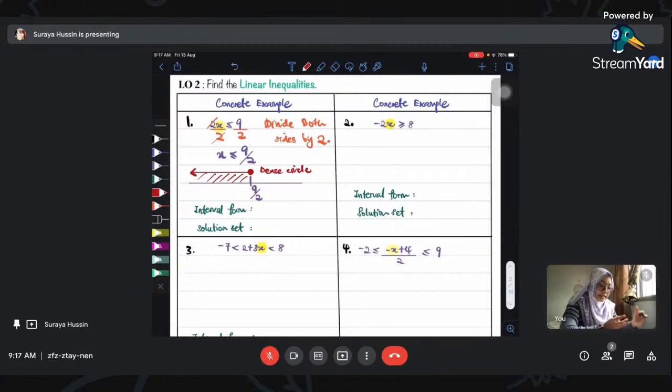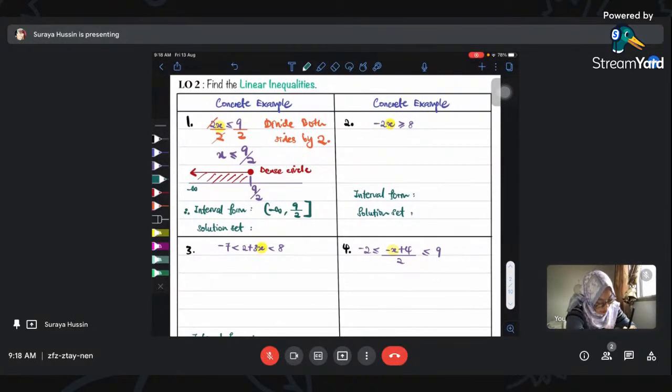And therefore, saya perlu tuliskan jawapan saya dalam bentuk interval form. Ada 2 jenis bentuk jawapan, okay. Untuk kelas saya, semua student saya wajib tulis dalam 2 bentuk. Satu adalah interval form dan lagi satu solution set. I don't care what the question wants, but I want you to write both. So interval form adalah going from negative infinity to 9/2. And then they stop, buatlah close bracket.